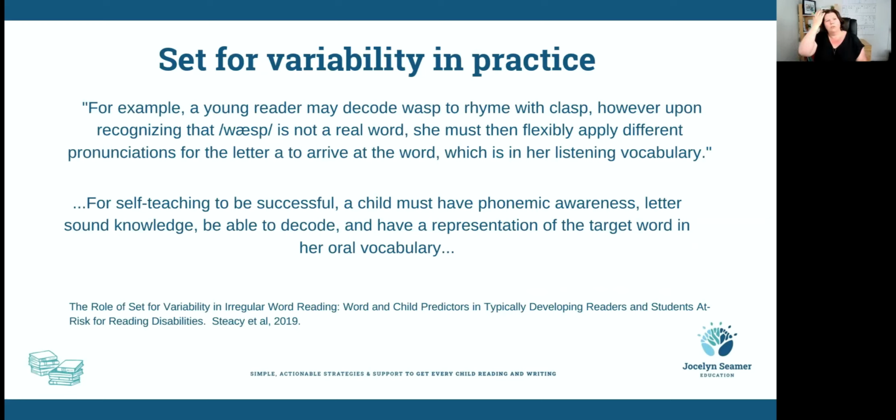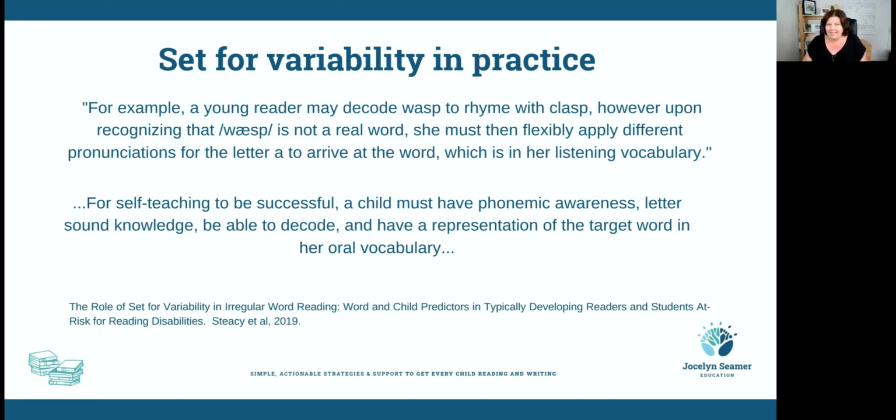Let's have a look at what it might look like in practice. So, for example, a young reader may decode the word wasp to rhyme with clasp. So instead of reading wasp, they're saying "wasp" with a short A. However, upon realizing that it is not a real word, they must then flexibly apply different pronunciations for the letter A to arrive at the word which is in their listening vocabulary.